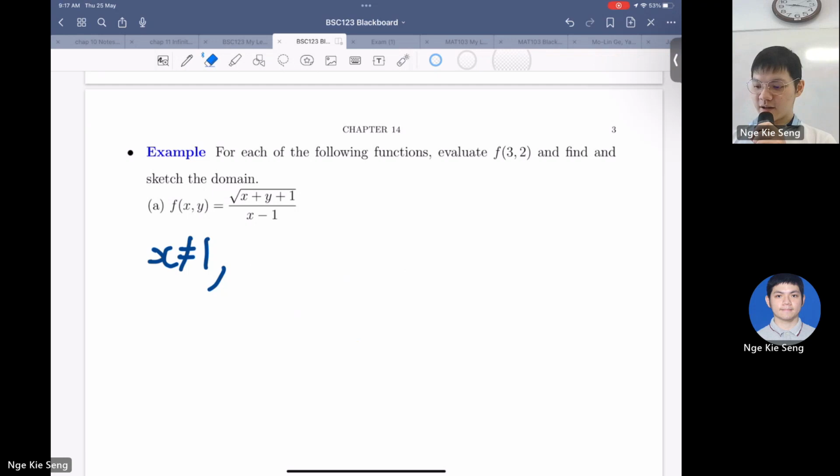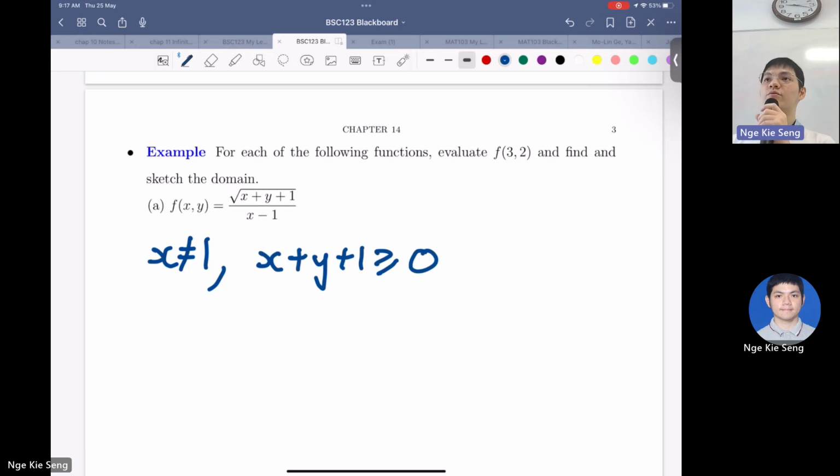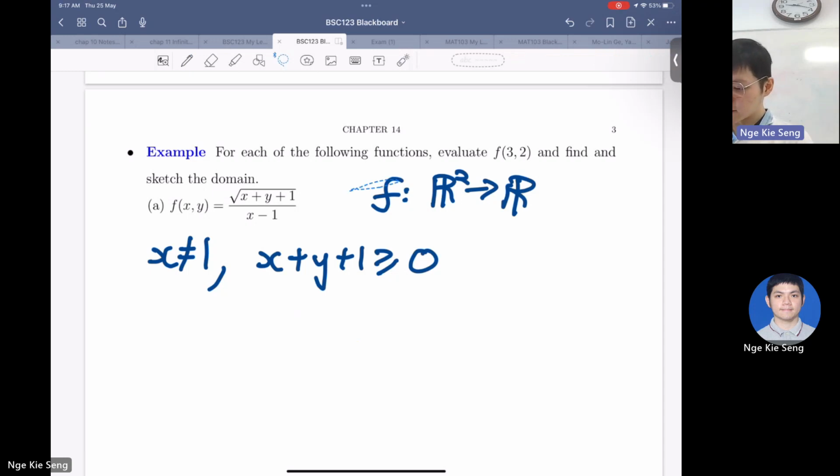x plus y plus 1 should be larger than or equal to 0. Because if negative, you won't have a square root. You have the square root of a negative number, but that number will live in the complex numbers. But we only care about the reals for now, for this topic. So we only care about R2 to R. So it isn't defined on the whole R2. It is only defined on a domain, the largest domain it holds, which we call the natural domain.